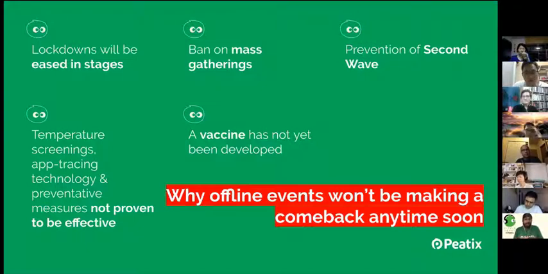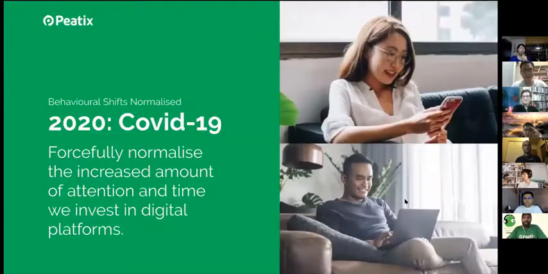We are also looking to prevent a second wave. And even if we have events again, temperature screening, app tracing technology, and the different preventative measures that are currently out there are not effective, right? And of course, the most important one that we all are hoping and praying for is that a vaccine has not yet been developed. Because of that, we also need to think about what happened about 20 years ago. Some of y'all are young enough to remember, just like what happened with SARS.